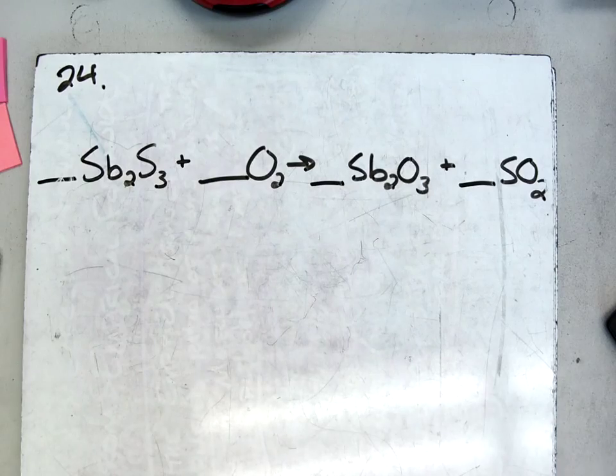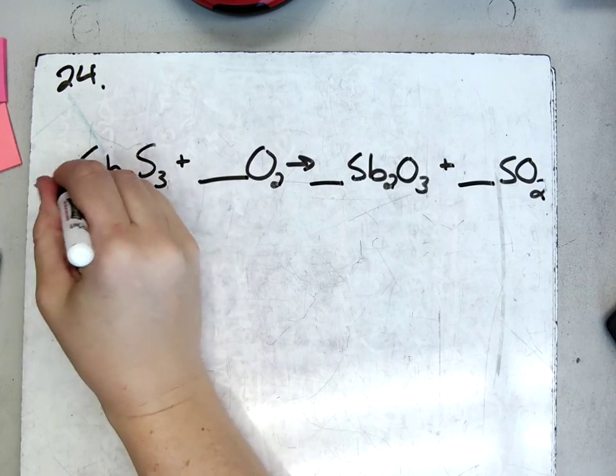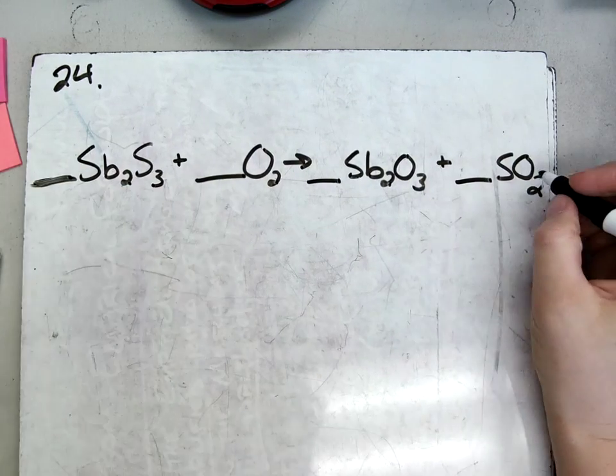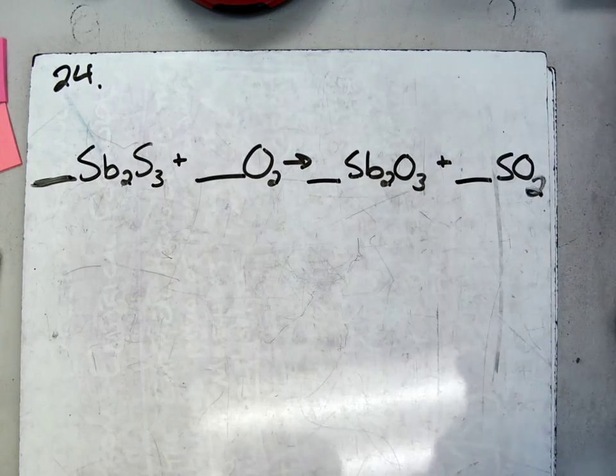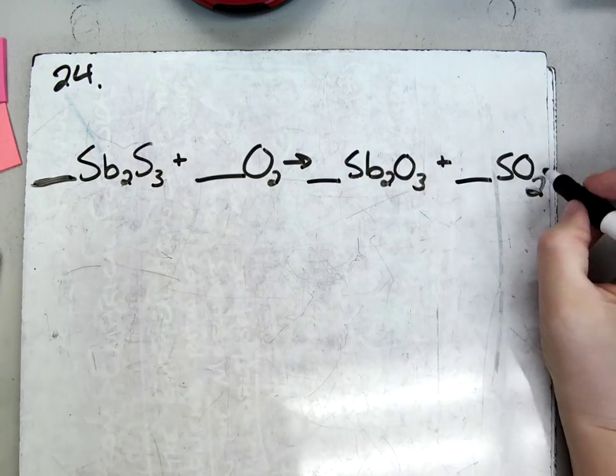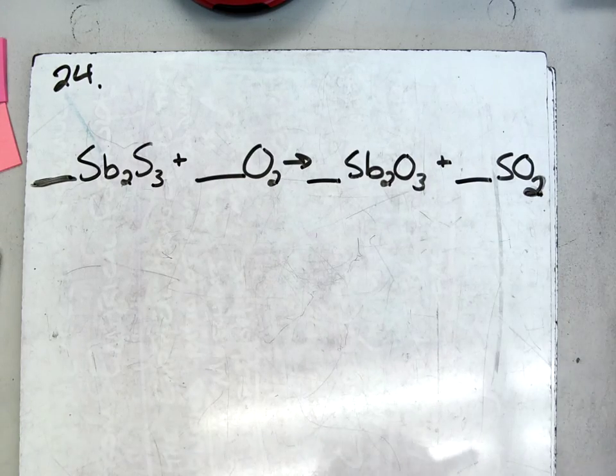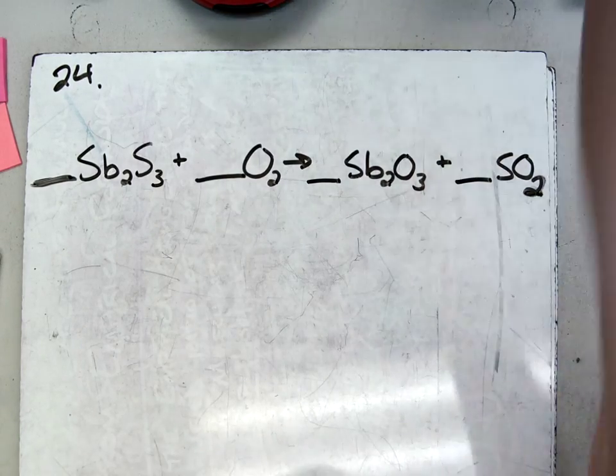This is the really tricky one. When I balanced this one, it required me to write a bunch of coefficients and then rewrite them. So maybe write in pencil, erase and rewrite. Do not be afraid to write coefficients and then change them later.